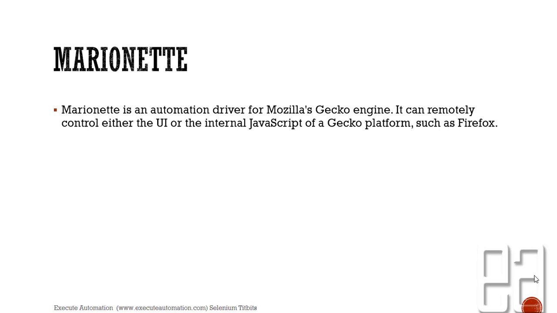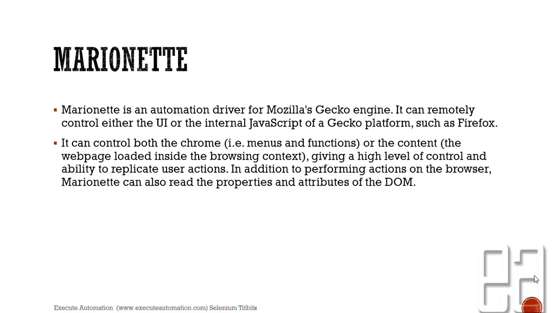Marionette is an automation driver for the Mozilla Gecko engine. It can remotely control either the UI or the internal JavaScript of a Gecko platform such as Firefox. So it can control both Chrome, that is the menus and functions, or the content, which is nothing but the web page loaded inside the browsing context, giving a high level of control and the ability to replicate user actions. In addition to performing actions on the browser, Marionette can also read the properties and attributes of the DOM. So that's the beauty of Marionette.